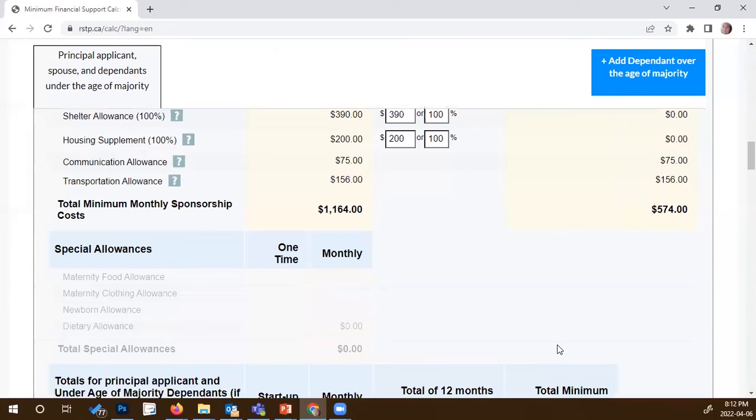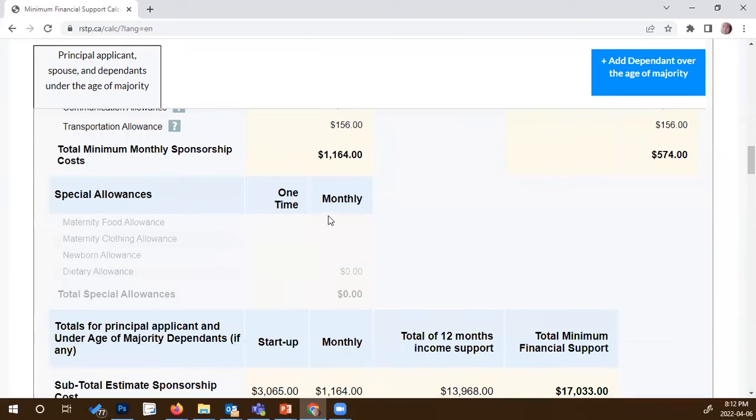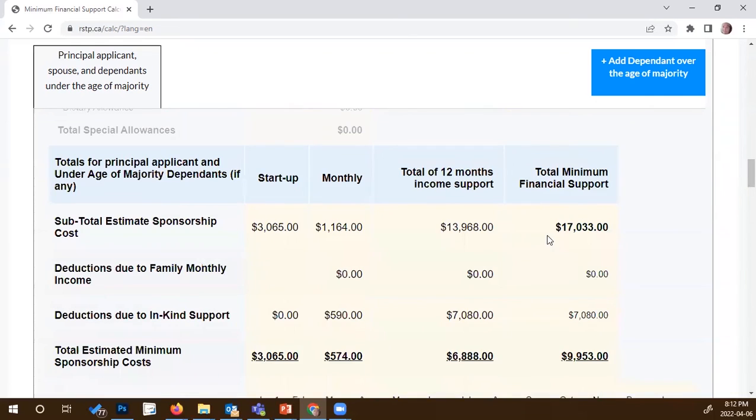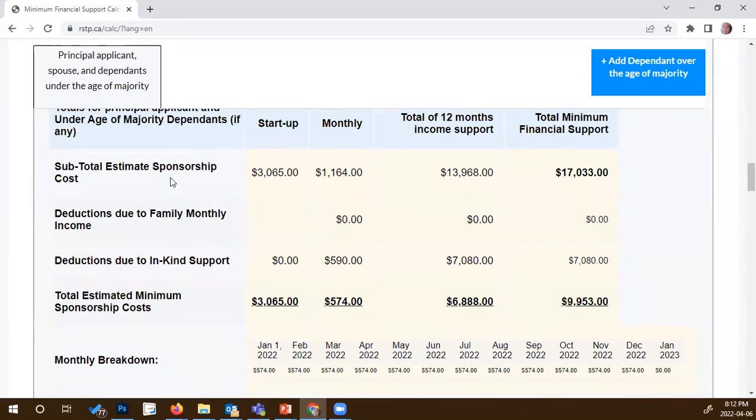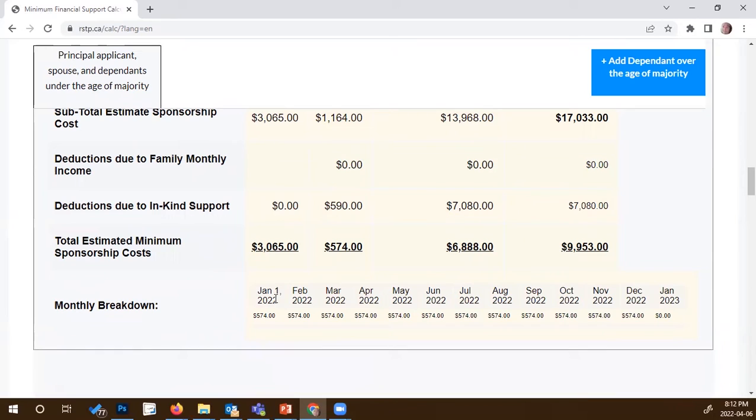Okay, so if you were to scroll down, if you'd made any special allowances, they would be calculated here. And you can see a total down here for just this principal applicant. And of course, it would include their dependents if you had included any. But one thing to note here is you now have a monthly breakdown for the monthly amounts, how much you need to disperse each month. So that $574 is being shown for each month. Now remember, in the first month, they should also be receiving their startup costs amount at the beginning when they have purchases to make when they first arrive.